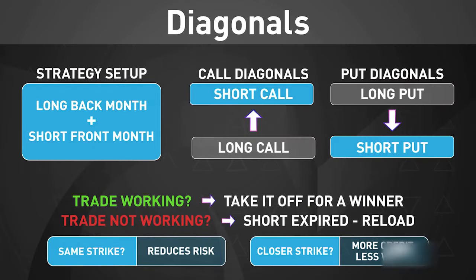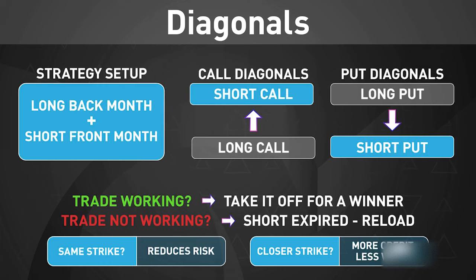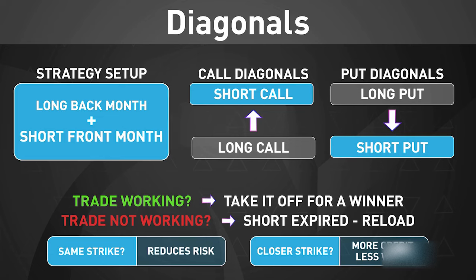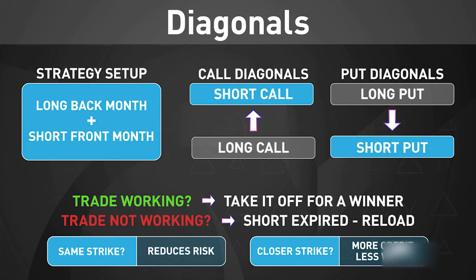Let's dig into some diagonals, which are quite unique because of the way that they are structured. So with diagonal spreads at tastytrade, we buy an in-the-money option in the back month, and we sell an out-of-the-money option in the front month. And the idea is, if the stock moves in our favor, so this would be higher for a call diagonal or lower for a put diagonal, then we'll just take it off for a winner and be done with it.